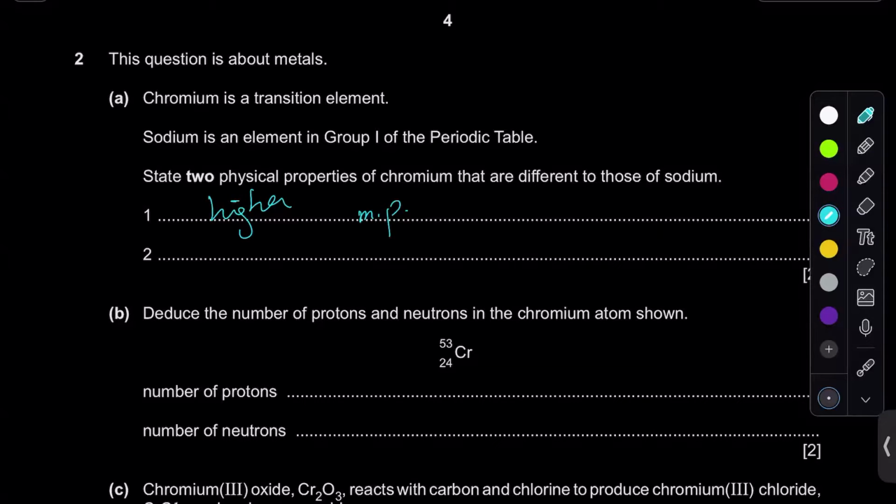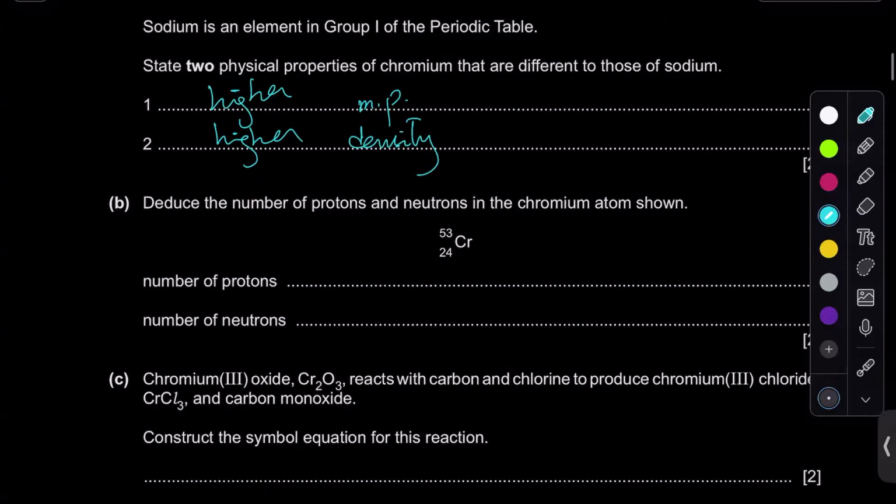Similarly, it has higher density. So both of those are good answers for this one. Because they're saying physical properties. Chemical properties की यहाँ पे बात नहीं की, so color is a chemical property.